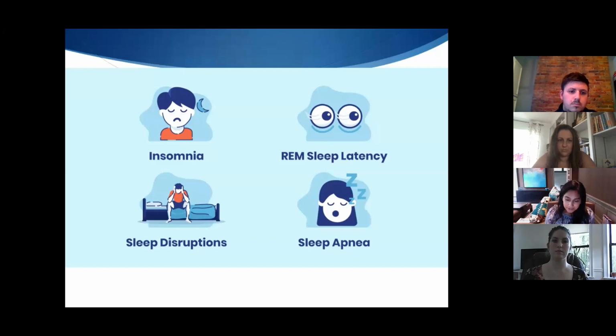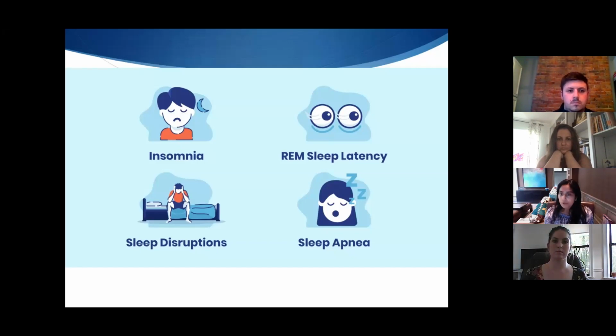REM sleep latency is actually important because that's where that memory consolidation and that learning happens. What some studies have shown us is that children who have autism sometimes just have shorter REM cycles. So that particular part of their sleep cycle is sometimes just a bit shorter.